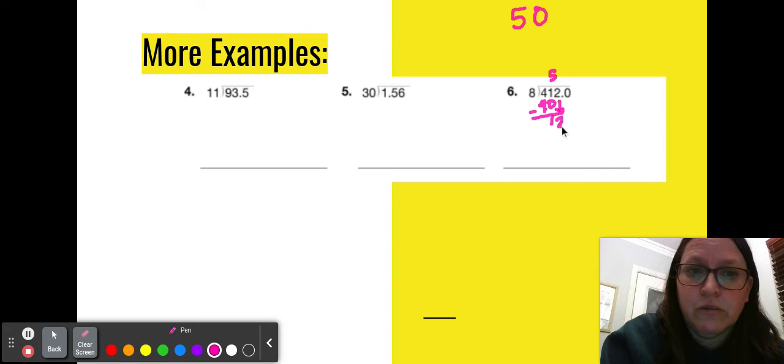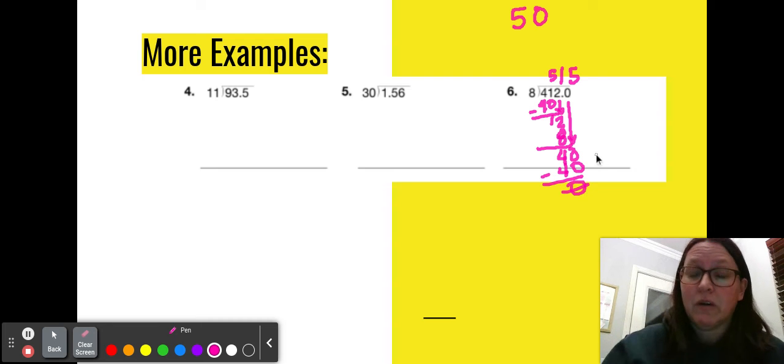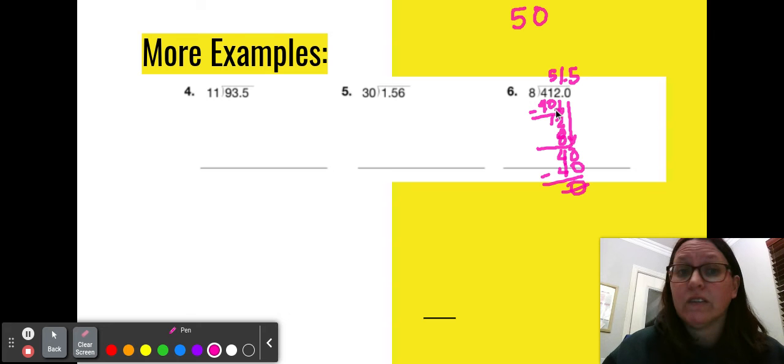I'm going to bring down my 2 for 12. 8 goes into 12 one time. 1 times 8 is 8. 12 minus 8 is 4, and I'm going to bring down my 0. 8 goes into 40 5 times. 5 times 8 is 40. 40 minus 40 is 0, but guess what I forgot? I forgot to put my decimal point, and all I do with my decimal point is I move it directly up into the answer. So my answer would be 51.5.